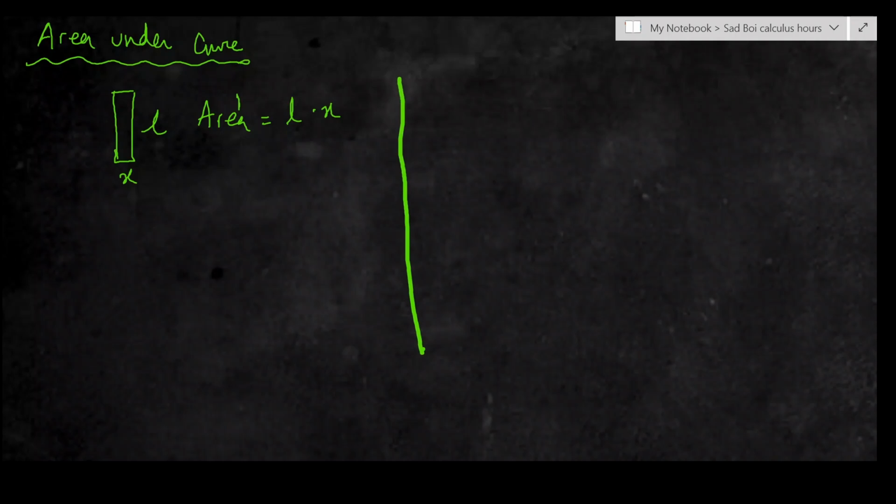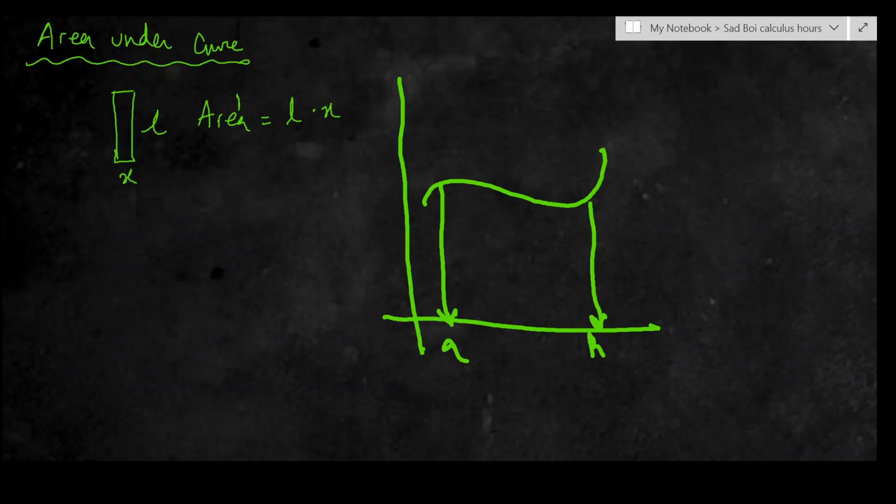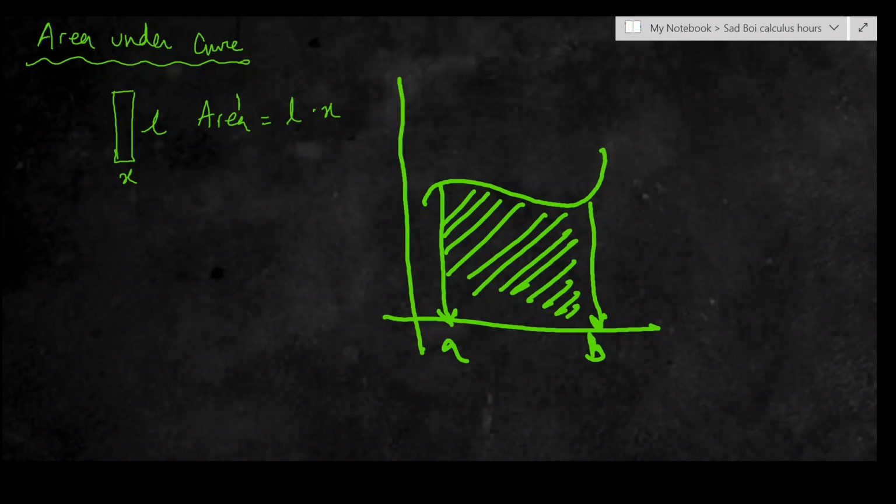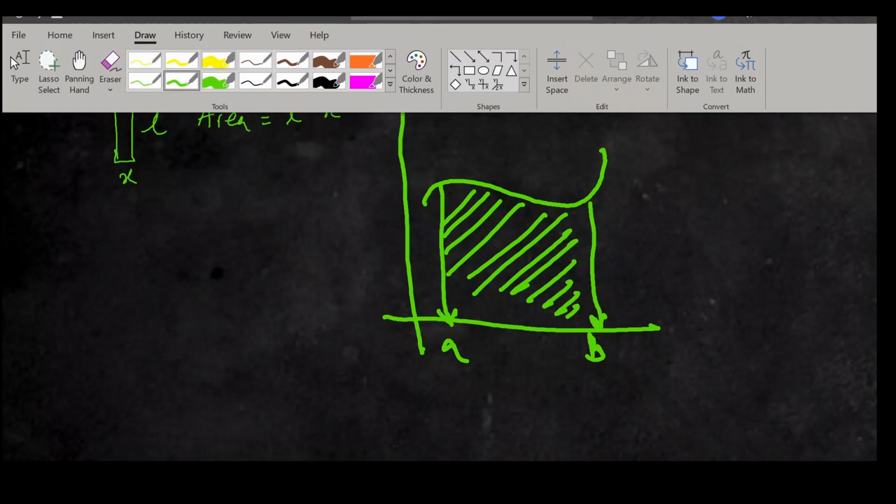Now let's consider you have a function graphed this way, and you need to calculate the area beneath this function, the area bounded by the function and the x-axis between the limits a and b. That is, you need to calculate this area. How are we going to do that?